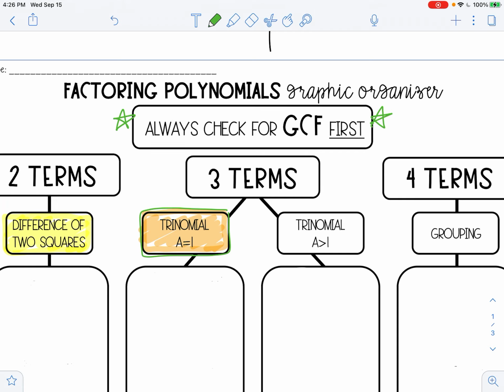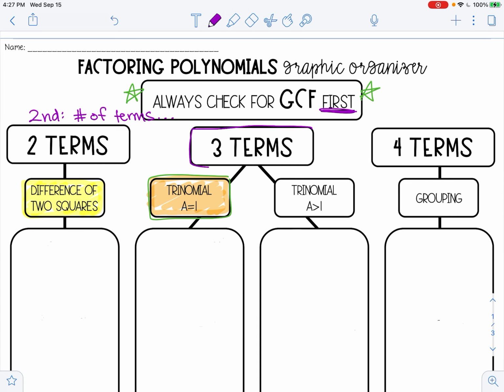The second thing we're always going to look at, after the first step, the GCF, is the number of terms. In this case, because we're looking at how to factor x squared plus bx plus c, there are 3 terms there. So we're going to look right here.